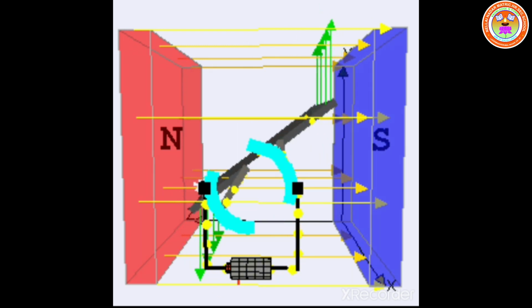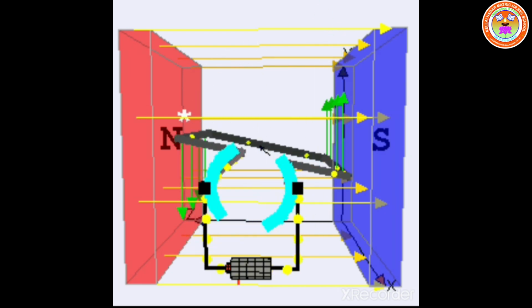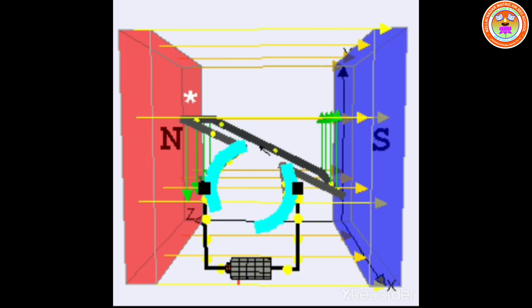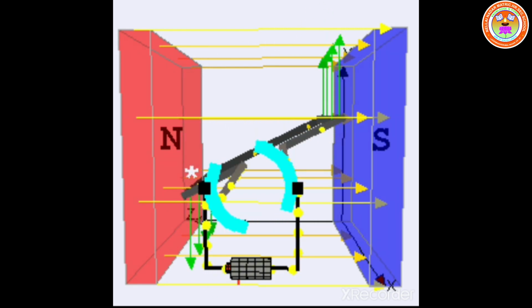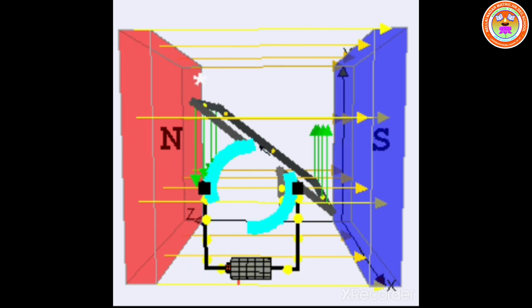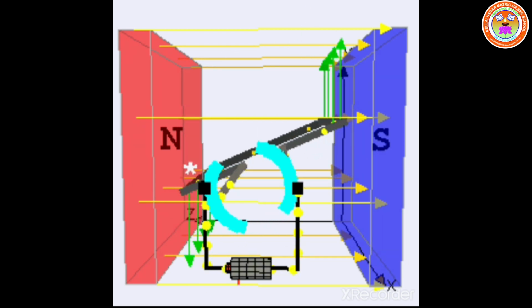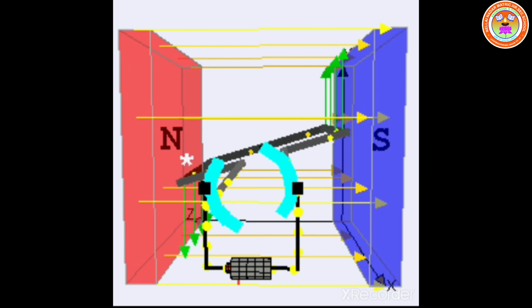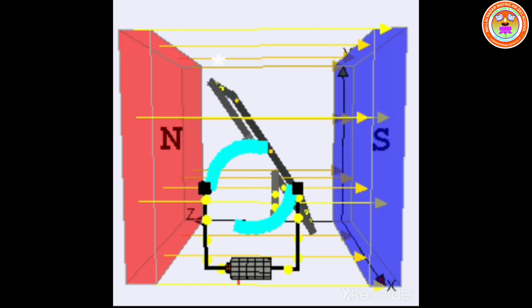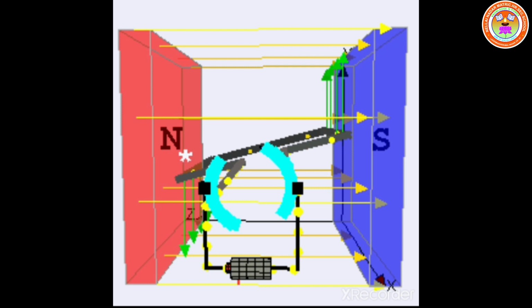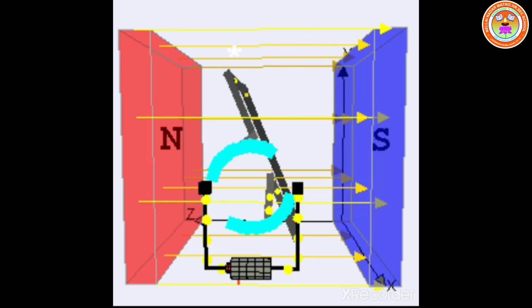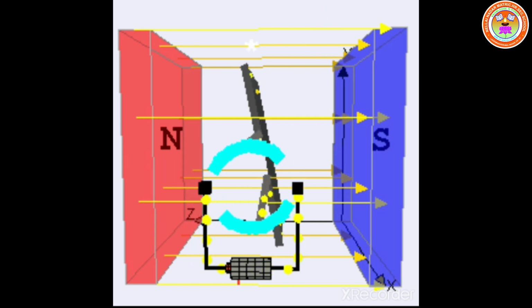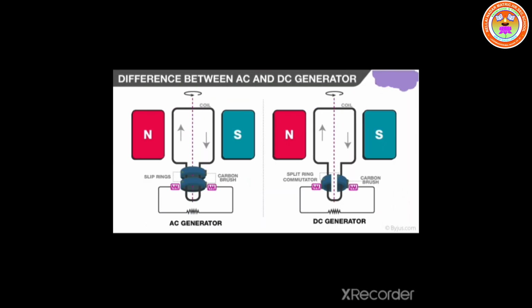With this arrangement, one brush is at all times in contact with the arm moving up in the field, while the other is in contact with the arm moving down. Thus, a unidirectional current is produced. Already I told you AC is alternating current, but DC is direct current, that is unidirectional current. So look at this diagram, students.